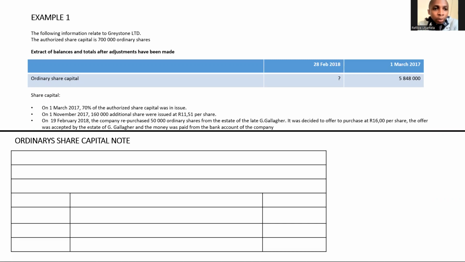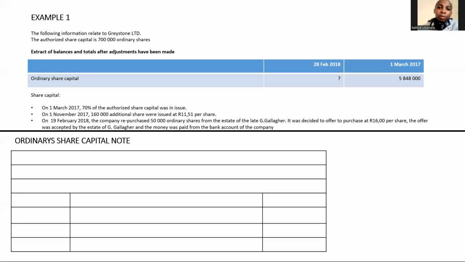The authorized share capital is 700,000 ordinary shares. So that 700,000 relates to authorized. So that's the maximum number of shares that a company may issue. And then they gave you an extract of balances and totals after adjustments have been made. On the 1st of March 2017, your share capital was 5,848,000.